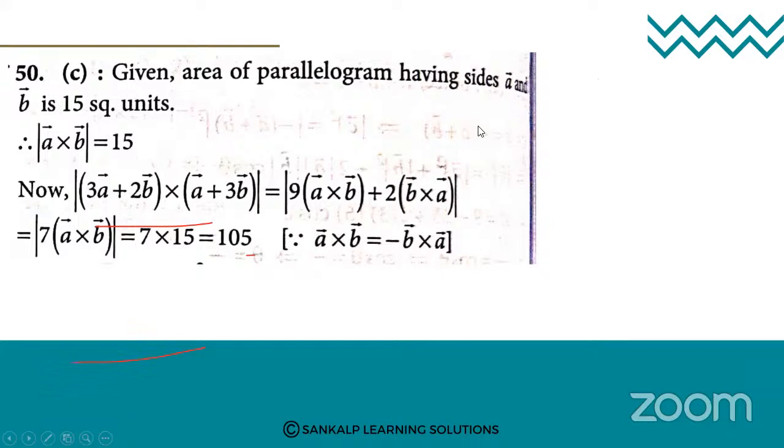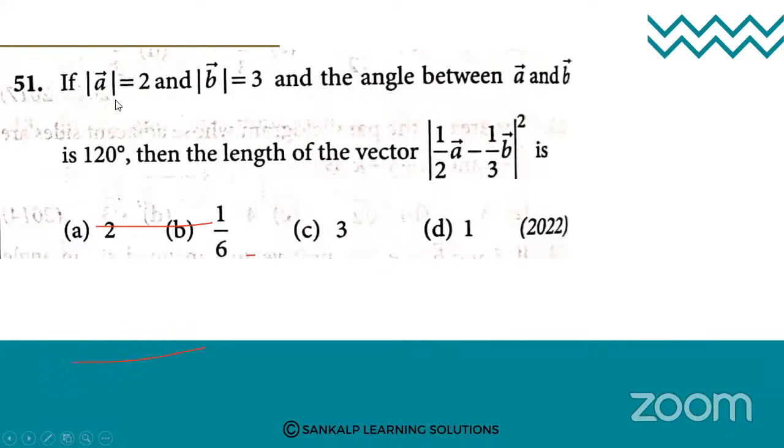See, last question for today's class. Mod A is equal to 2, mod B is equal to 3, and the angle between A and B is 120 degrees. Then the length of the vector 1 upon 2 A minus 1 upon 3 B whole square is equal to what?